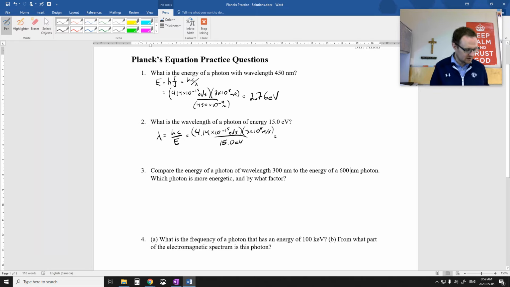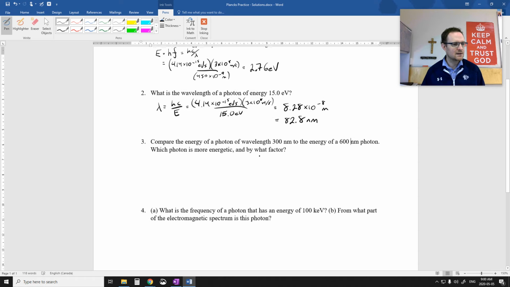Sometimes they give you mega electron volts or kilo electron volts. You're going to see those later on, or even giga electron volts, things with an immense amount of energy, well, in terms of subatomic particles. So what we have is 8.28 times 10 to the negative 8 meters. If I change that to nanometers, it's 82.8 nanometers. A lot of energy, so that's why it's such a short wavelength. Compared to the one before, it's a lot of energy, so it's a shorter wavelength.